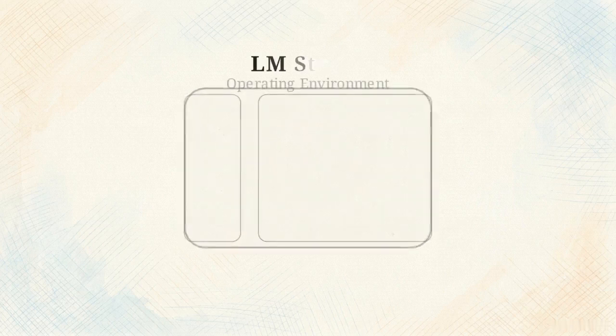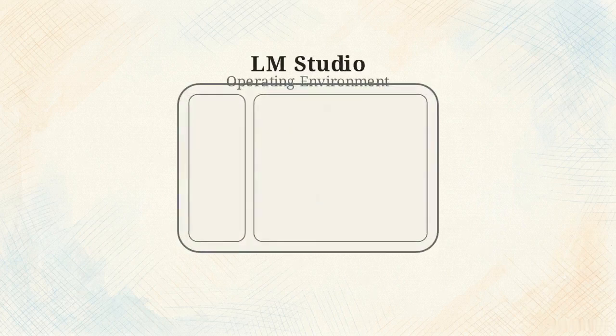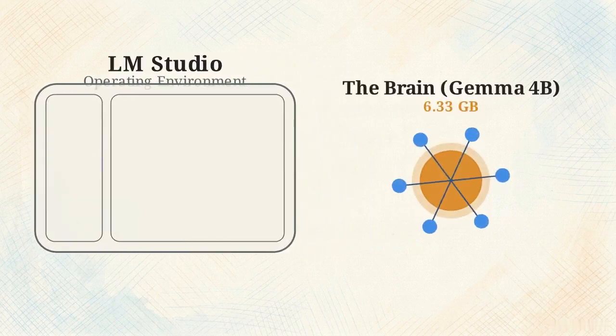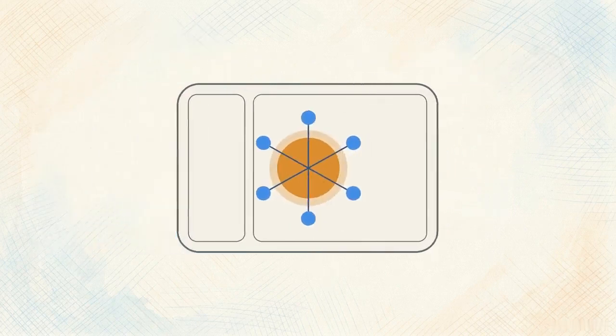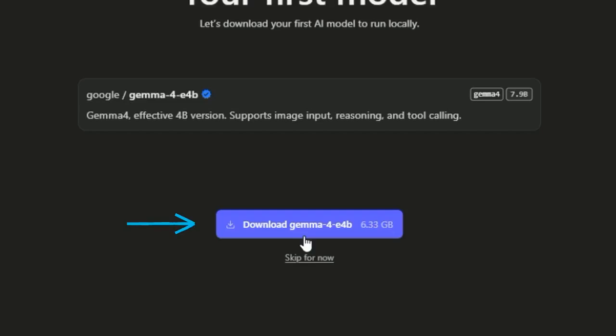Before we download it, understand how this works. LM Studio itself doesn't run the AI. It is just the operating environment. The model file we are about to download is the actual brain. Click the purple download button. This pulls a 6.33 gigabyte file directly onto your local storage.